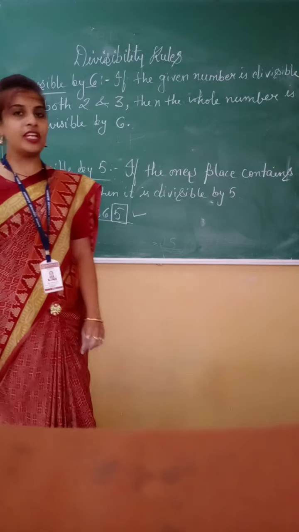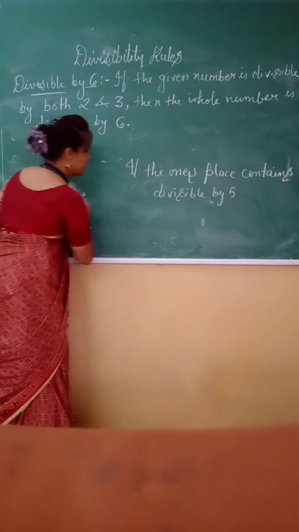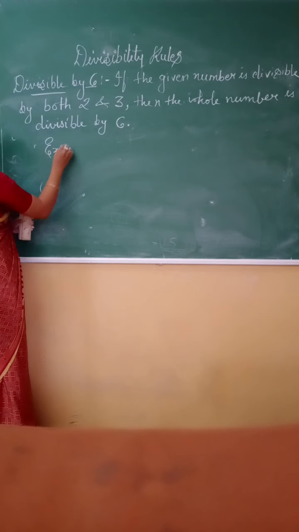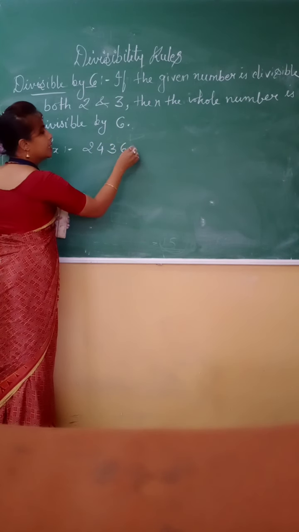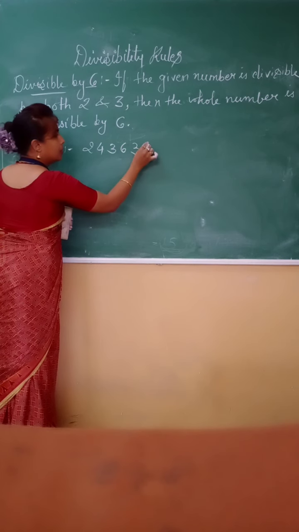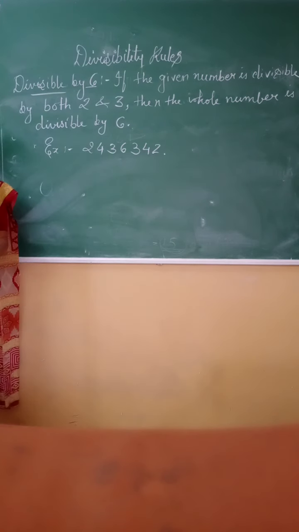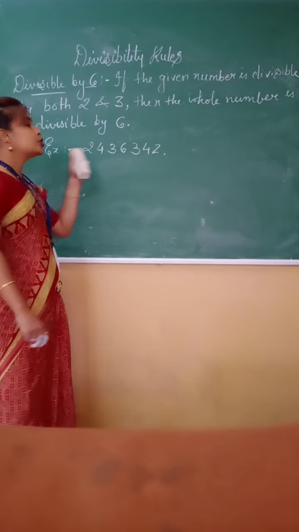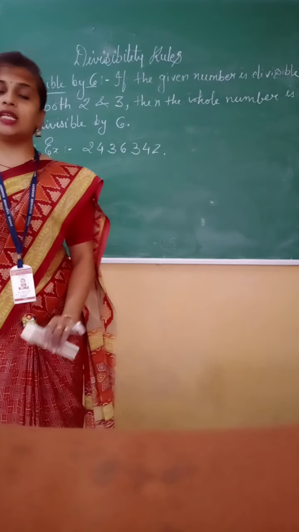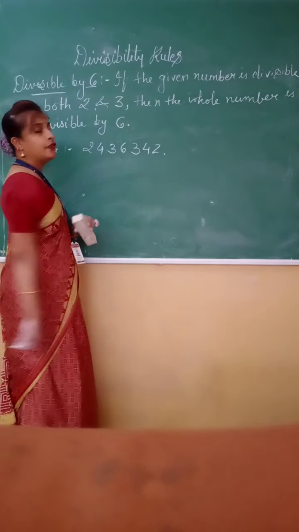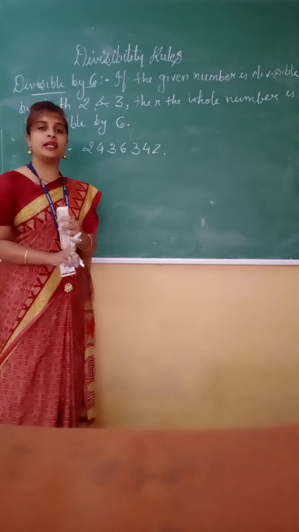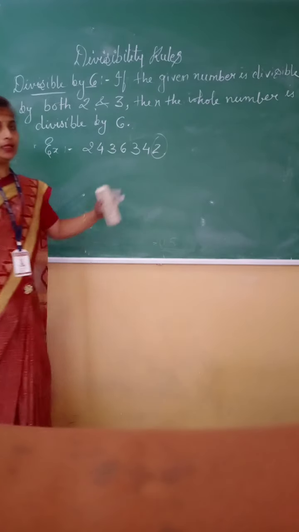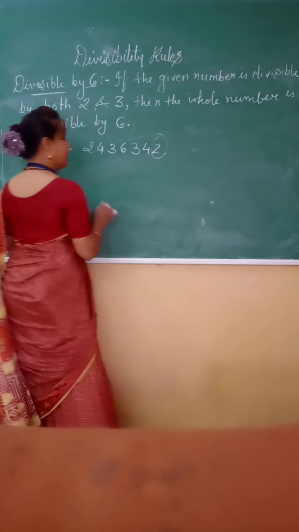For example, we can take here an example as 2, 4, 3, 6, 3, 4, 2. Suppose this is a number. We have to check whether this number is totally divisible by 6 or not. For checking it, first of all check it for 2. What is the rule for 2? Unit place should contain either 0, 2, 4, 6 or 8. Here at the unit place it is 2. It means it is divisible by 2.